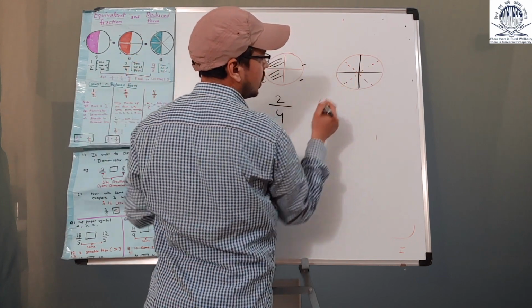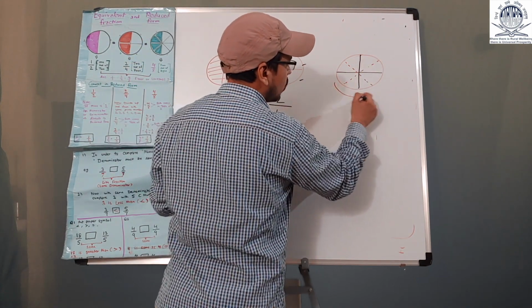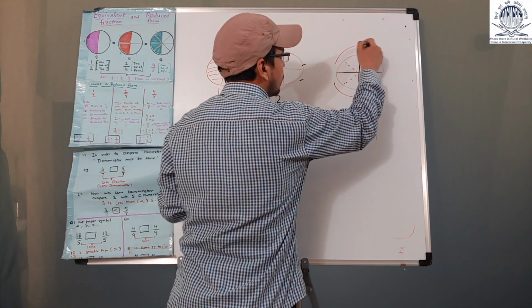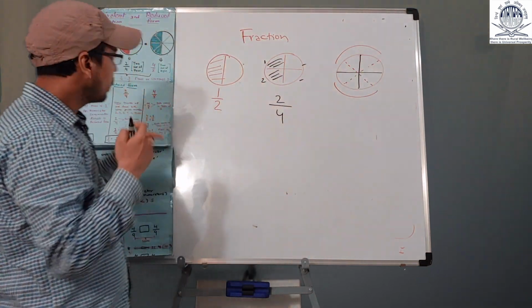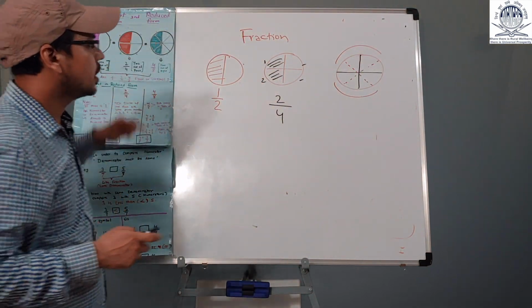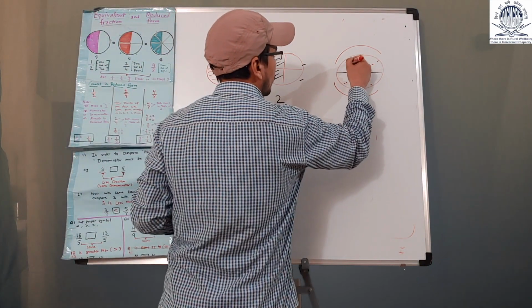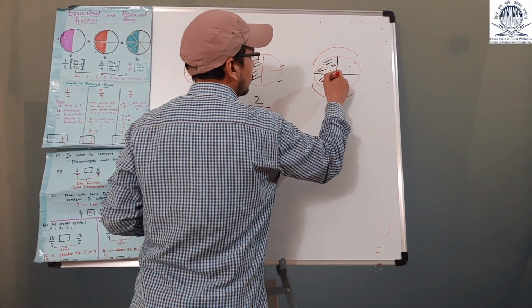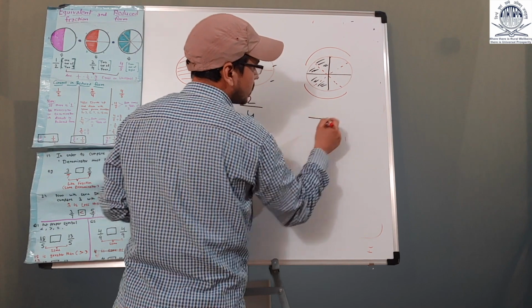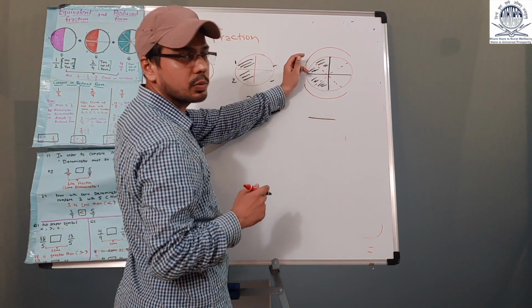So I get equal 4 parts below and equal 4 parts above, so total 8 parts. And what if I just select 4 parts again? So I get 1 part, 2 parts, 3 parts, 4 parts. So the selected number of portions is 4.